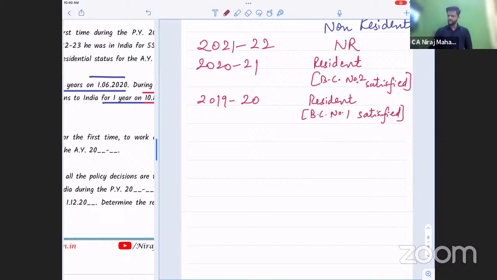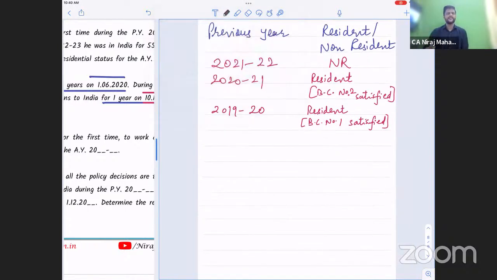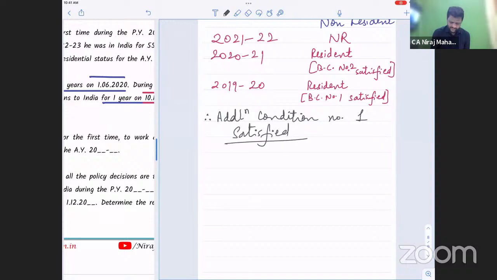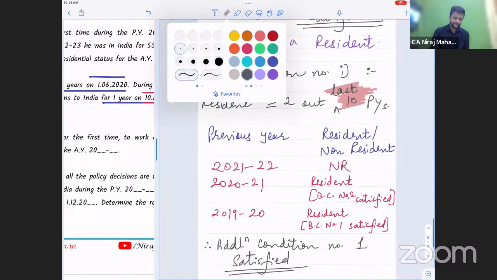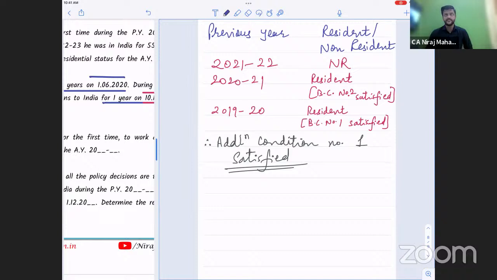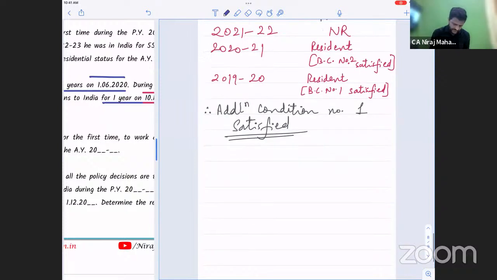So let's go ahead. Let's see what the answer is. Additional condition number 1 satisfied or not satisfied? Satisfied. Therefore, additional condition number 1 satisfied. We'll go ahead. Do we have to check additional condition number 2? Yes, check. Why? To decide between ROR and RNOR.